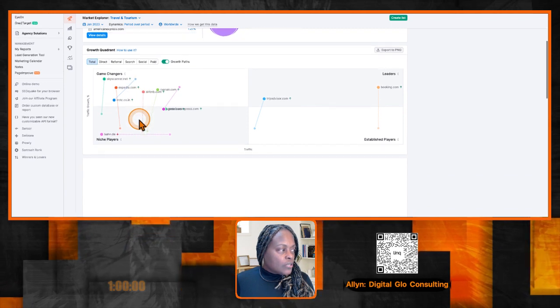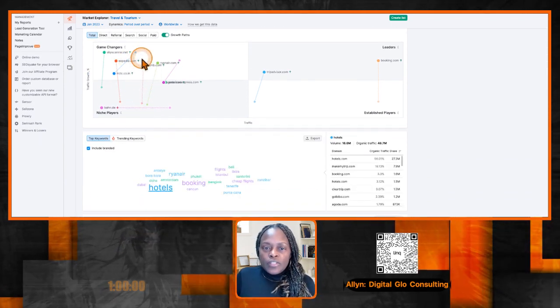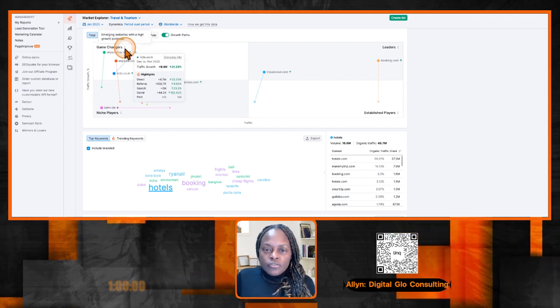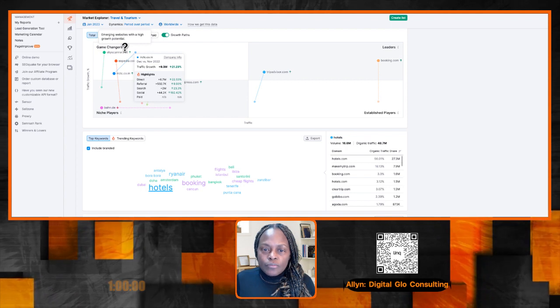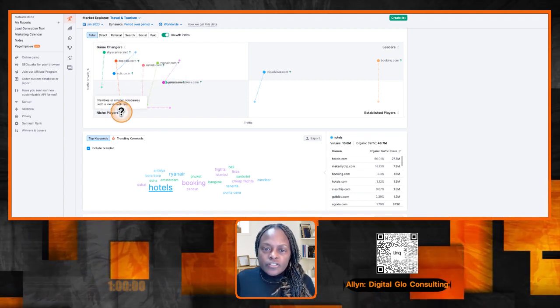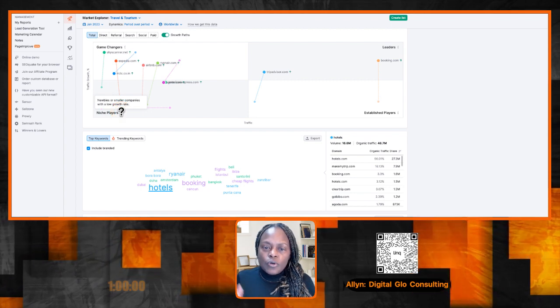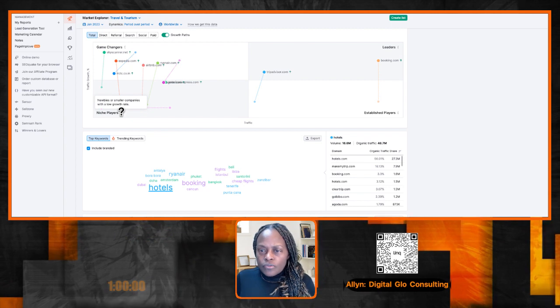All right, so if we scroll down, these are the game changers, right? So in this upper left corner are the game changers, and those game changers are emerging websites with a high growth potential. And then you want to find the niche players. The niche players are smaller companies with a low growth rate.